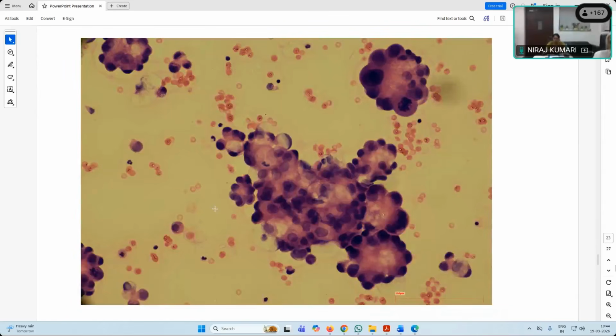Then we go to higher power. So here, can you describe the smear? Can you describe the cell morphology, Dr. Sagar?